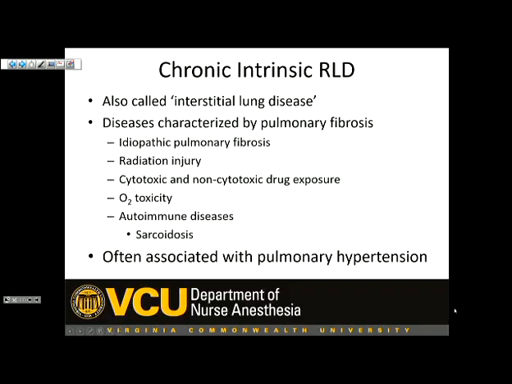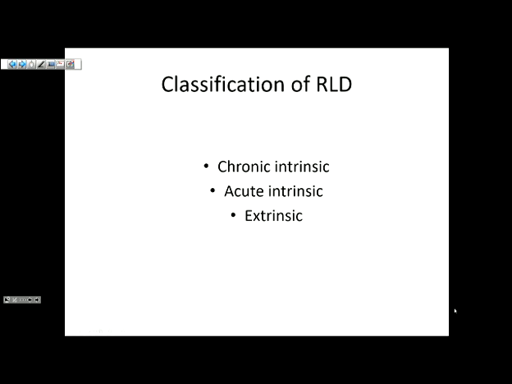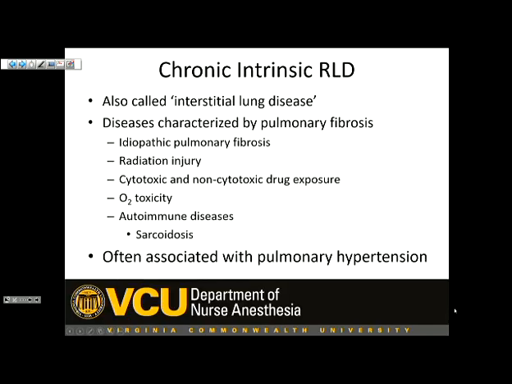All right, so again, starting with the chronic intrinsic lung disease. This is often referred to also as the interstitial lung disease, chronic intrinsic. These are diseases that are characterized by pulmonary fibrosis, maybe with a lot of variability in terms of what that fibrosis looks like, particularly at a cellular level. How does that fibrosis manifest? There are often histological changes that are characteristic of that particular disorder.